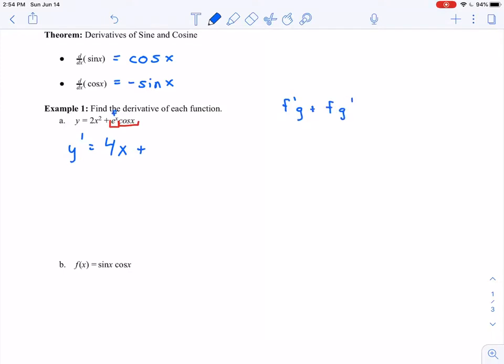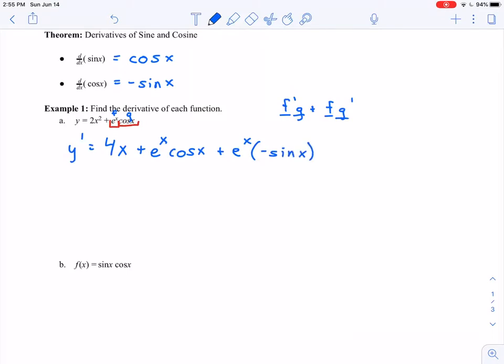So if I call this function f and I call this function g, derivative of e to the x, that's my f prime, so derivative of e to the x, that's just e to the x, times g, I'm going to leave cosine of x alone, plus f, so e to the x, so that was this guy right here, times g prime, derivative of cosine of x. Well, we said derivative of cosine of x, that was negative sine of x. So g prime is negative sine of x.